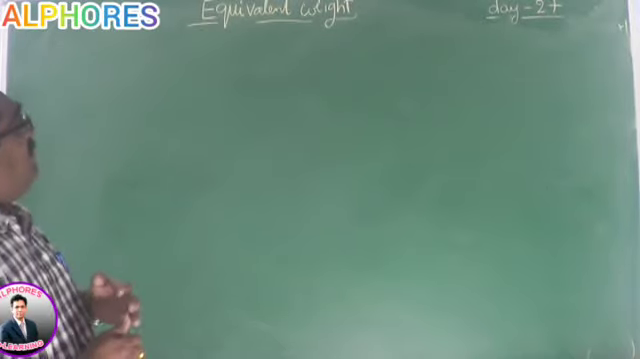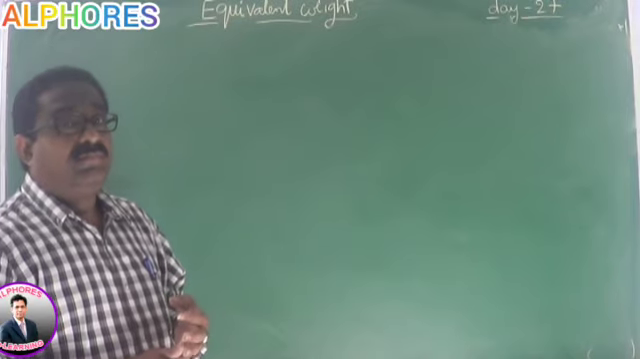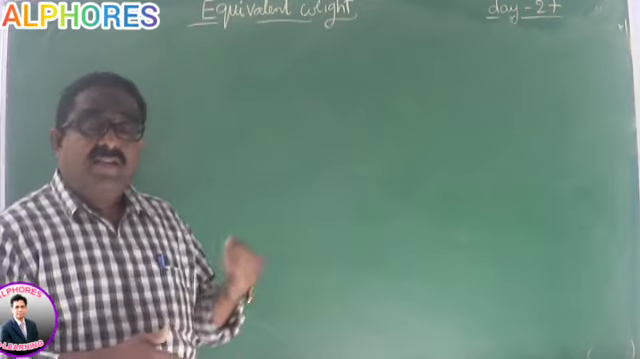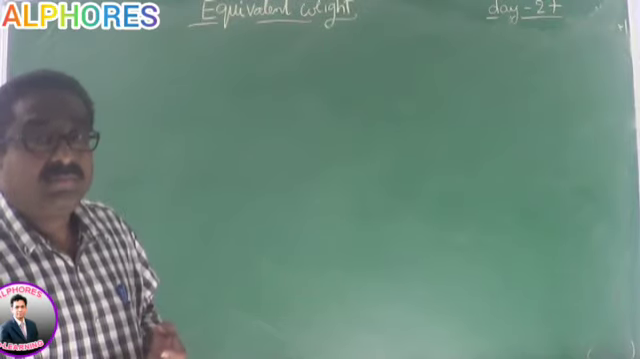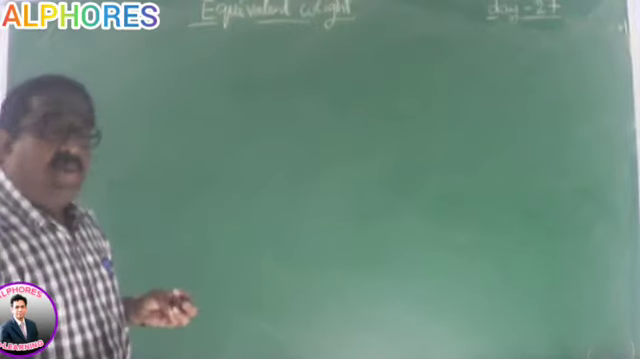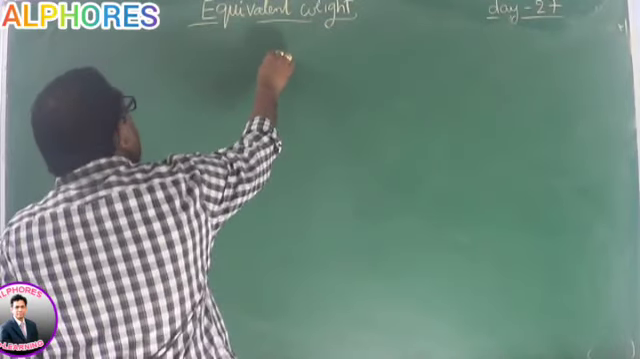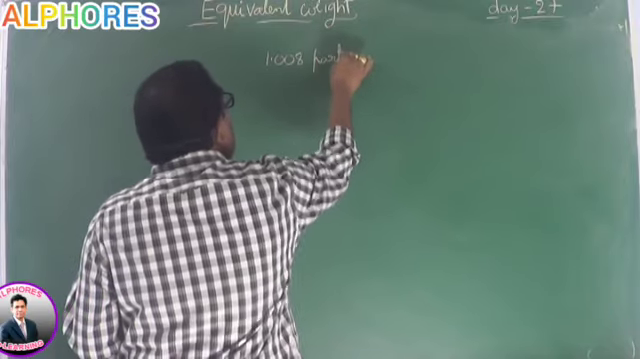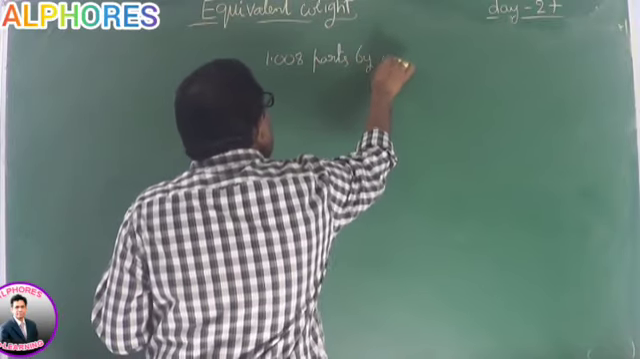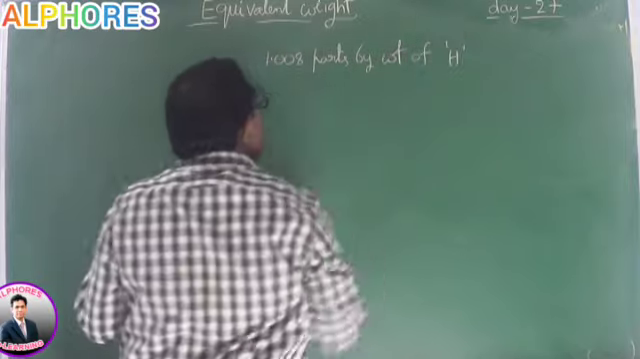It is the number of parts by weight of an element. Write down, students. It is the number of parts by weight of an element which can combine with 1.008 parts by weight of hydrogen.